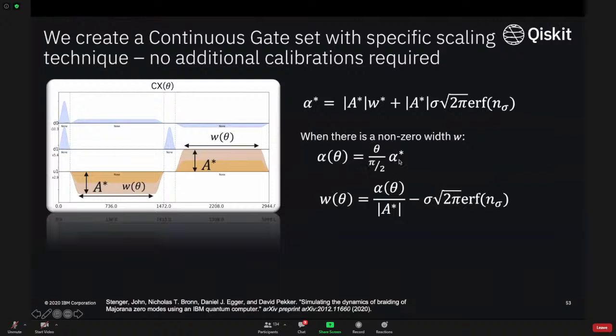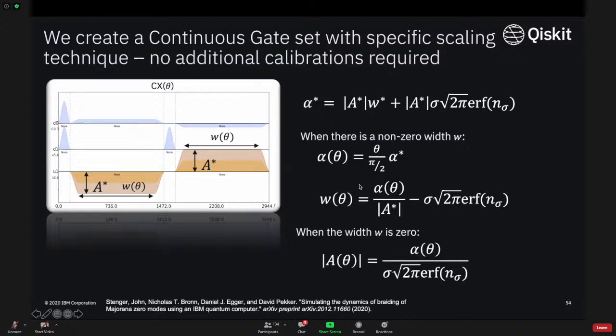And then this now will dictate the new area that I actually wish to have. And then in order to achieve that area, I just begin to adjust the width of this pulse. Then by doing so, I can actually now get some partial rotation without doing any extra calibration.